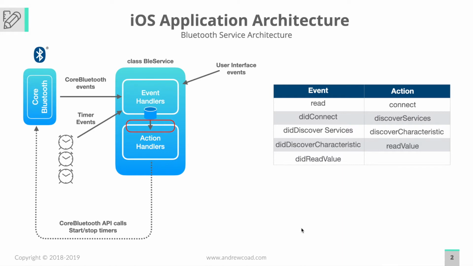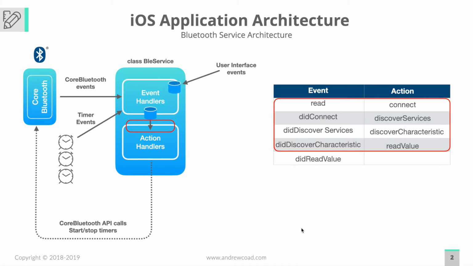If that proceeds okay, we then have to discover the characteristic. If that proceeds okay, we can then read the characteristic. And Core Bluetooth will then respond back later with the characteristic value. So all of these actions need to complete before starting to process another UI event, if there is one. To ensure that this is the case, we have to add another queue.